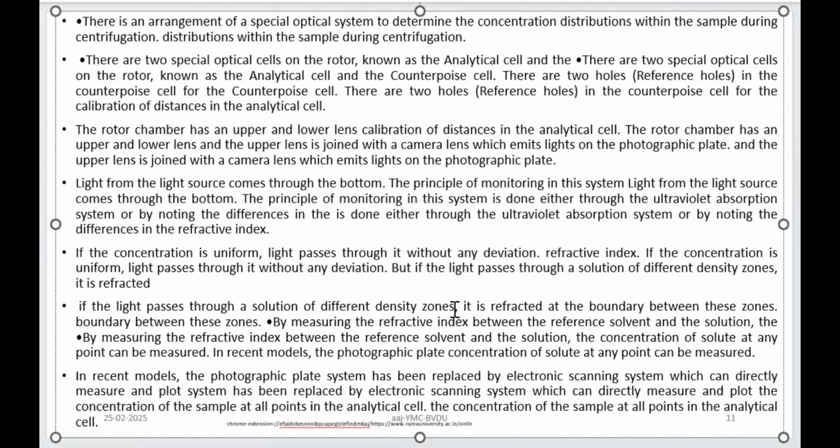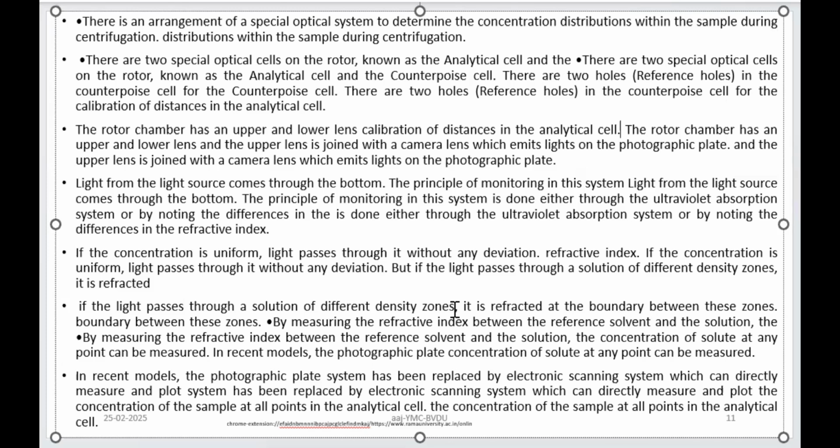Now, light from the light source is coming through the bottom. The principle of the monitoring system is light, right? The light source is very important, and it enters from the bottom. The basic principle of the optical system is absorbance and transmittance, Beer and Lambert's law, as I talked to you about as an example. So that can be used. And ultraviolet absorption, maybe you are going to monitor for a given analyte. So you are going to note the differences in the absorptions, and the ultraviolet absorption system is going to note the differences in the refractive indices.